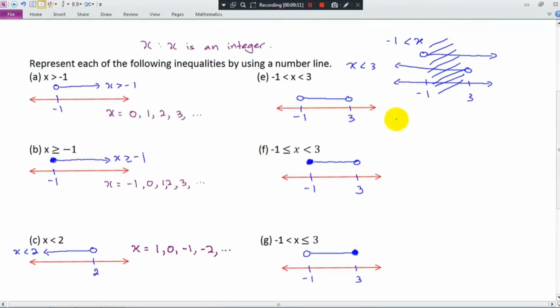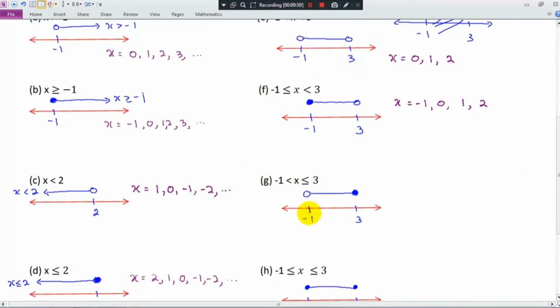Okay, so how about this one? -1 and 3 are not included. So x is equal to 0, 1, 2. 3 is not included. Okay, so how about this one? -1 is included. We start from -1 and a little bit bigger. 0, 1, 2. Okay, stop here. 3 is not included.